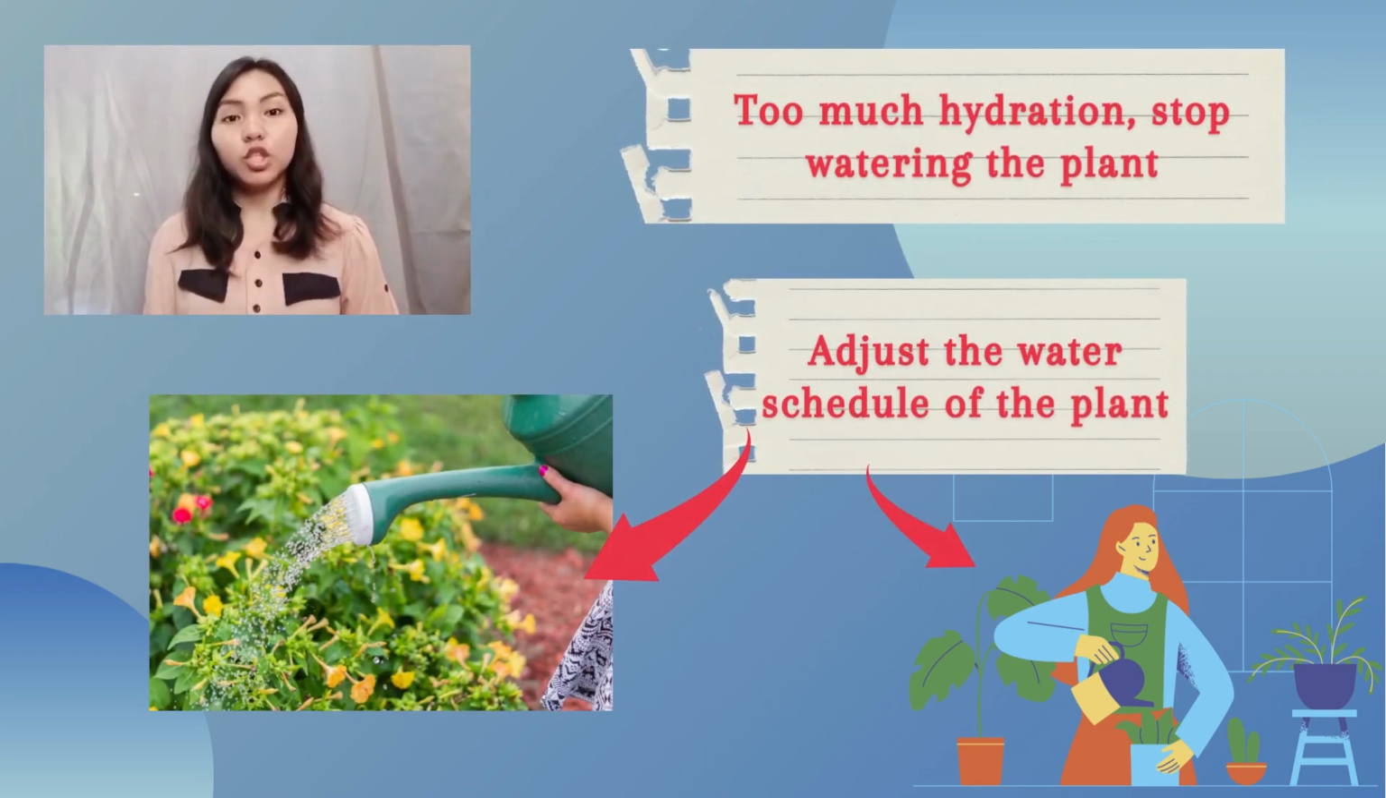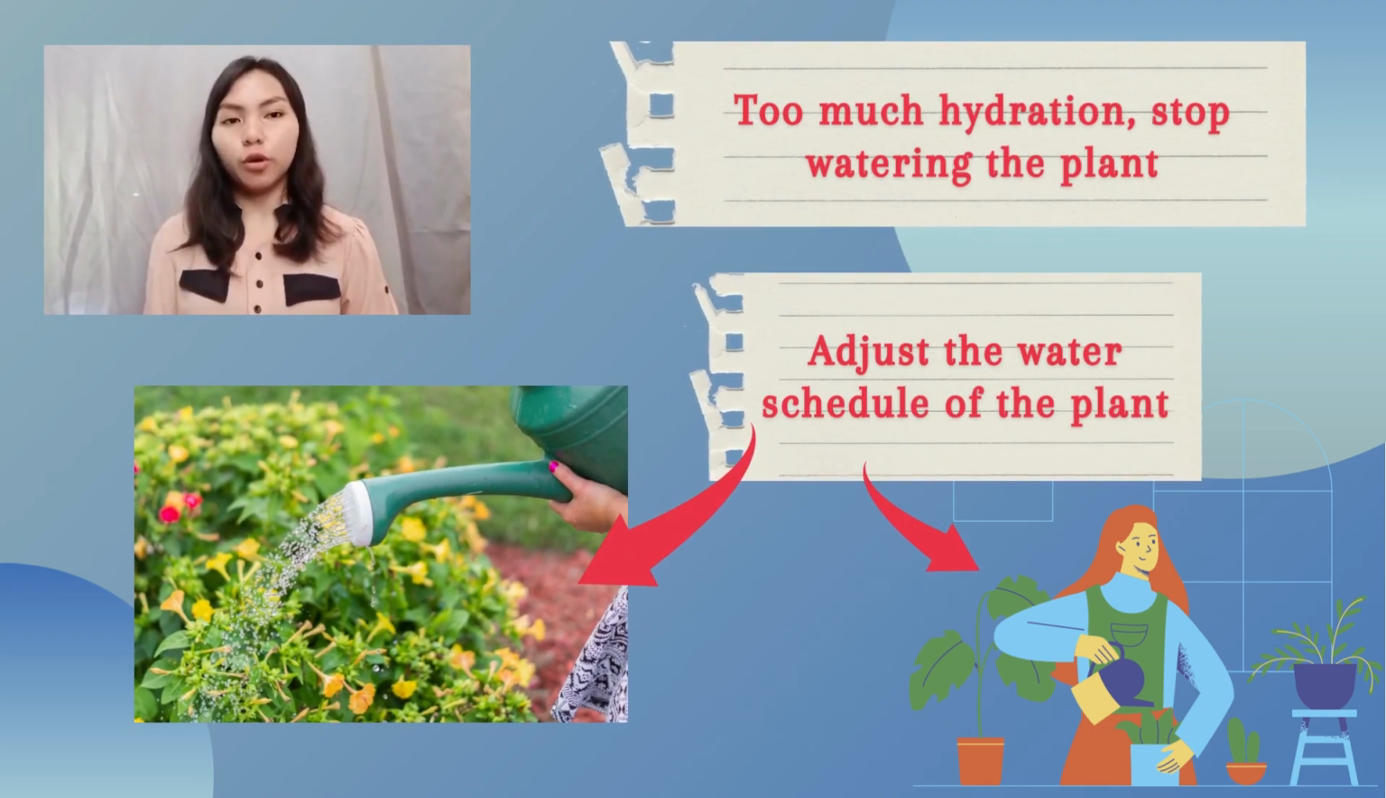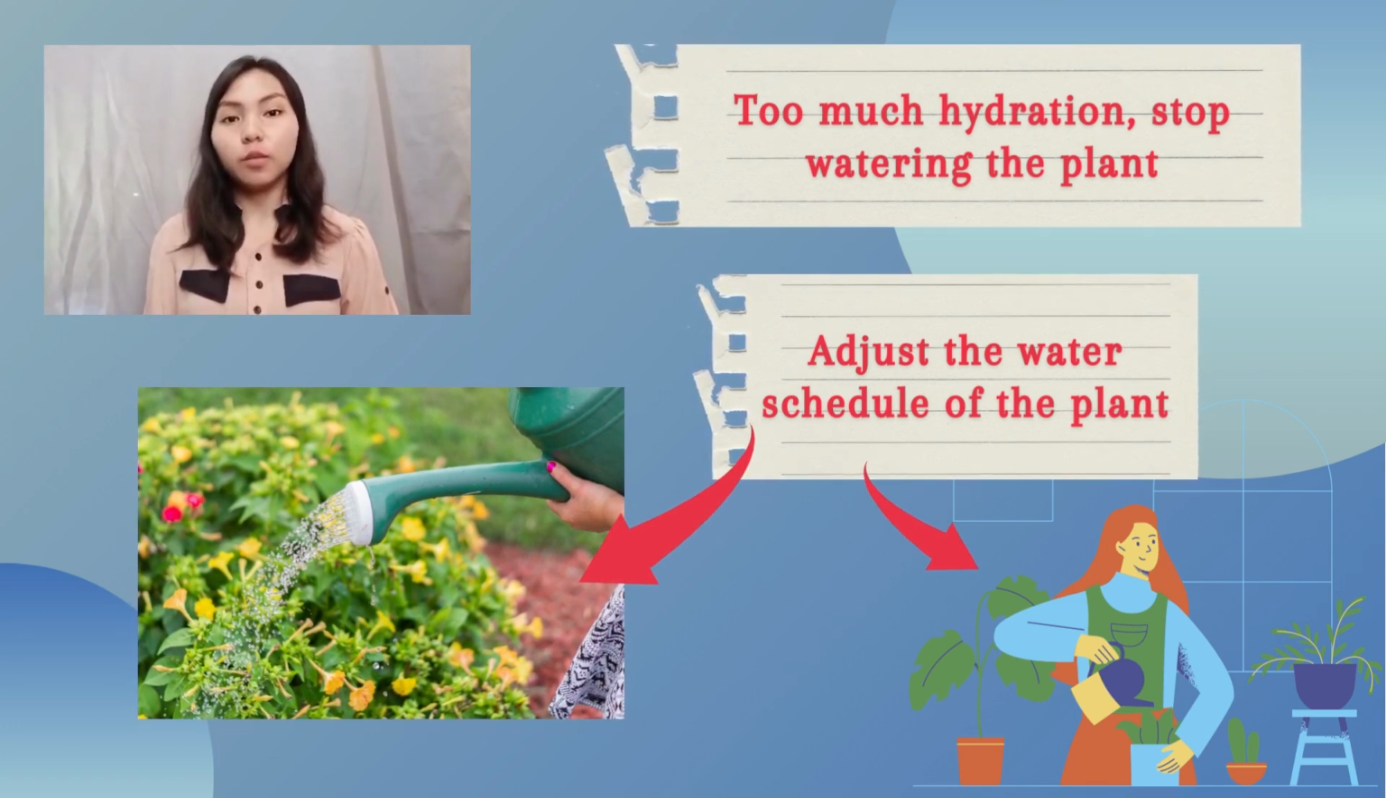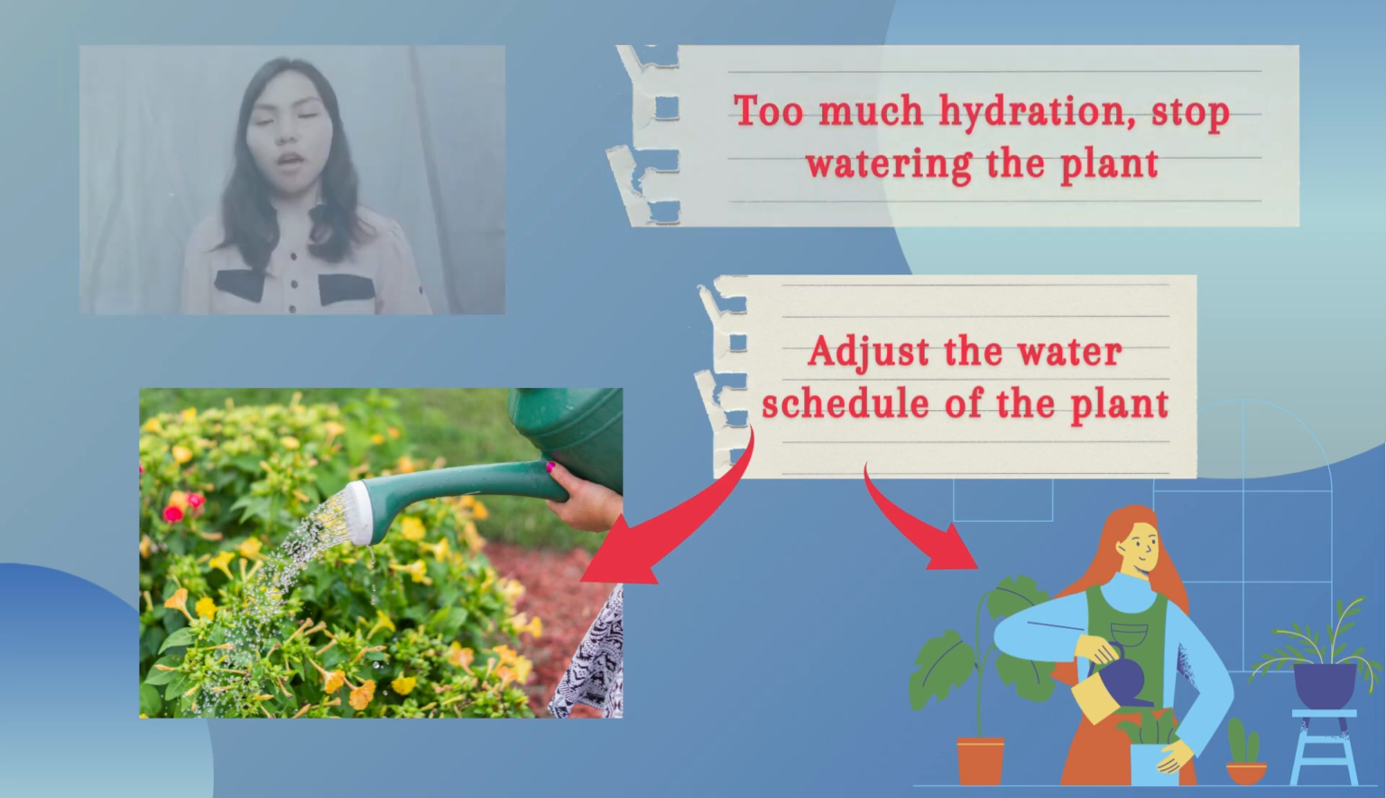Second, if there is too much hydration, stop watering the plant. If you look for water pooling in the soil around the plant, overwatering may occur. Adjust the water schedule of the plant.